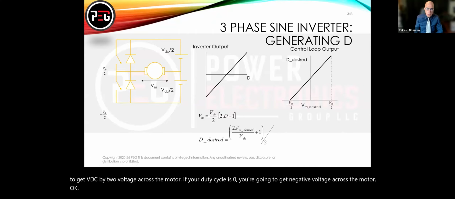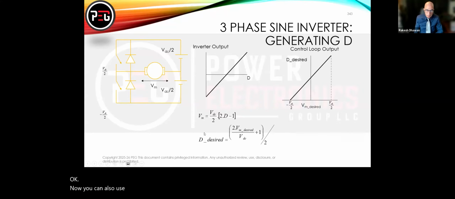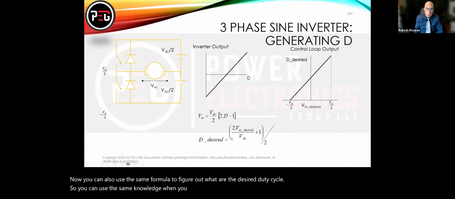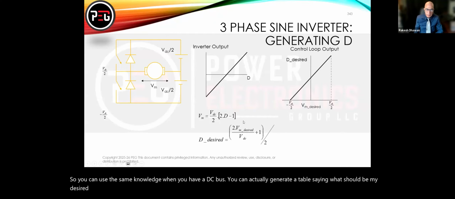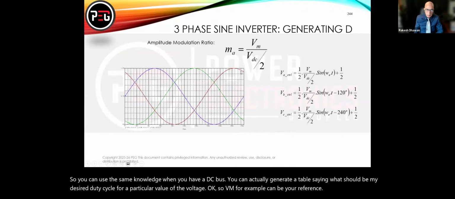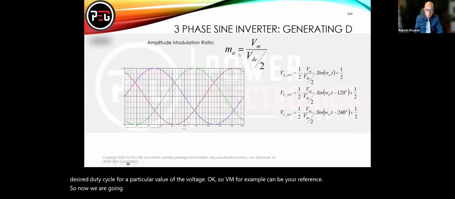Okay. Now, you can also use the same formula to figure out what the desired duty cycle is. So you can use the same knowledge. When you have a DC bus, you can actually generate a table saying what should be my desired duty cycle for a particular value of voltage. So VM, for example, can be your reference. So now we are going to use this information. I have put here VA control, but this should not be VA control. This can be IA control.